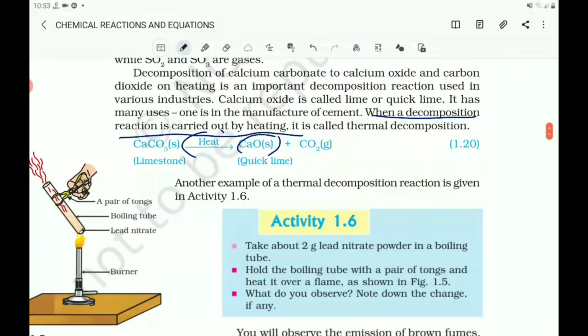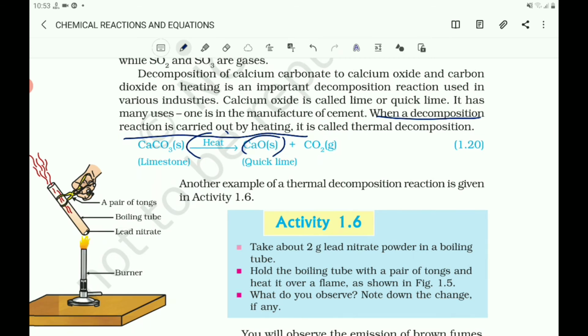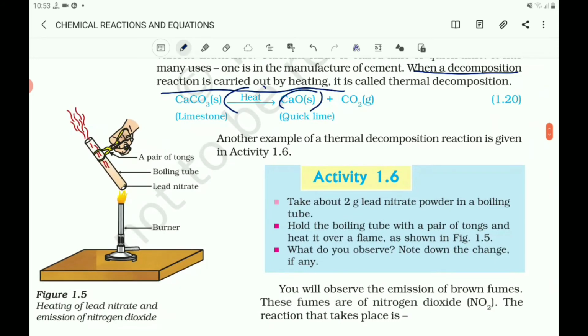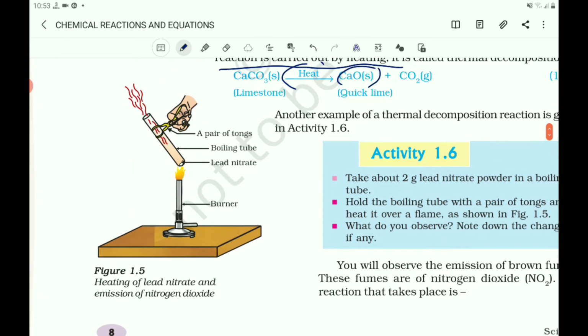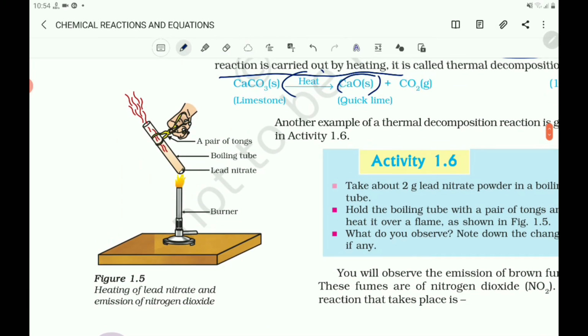Now take another example of thermal decomposition. Take about 2 g of lead nitrate powder in a boiling tube. Hold the boiling tube with a pair of tongs and heat it over a flame. What do you observe? Note down the change, if any.